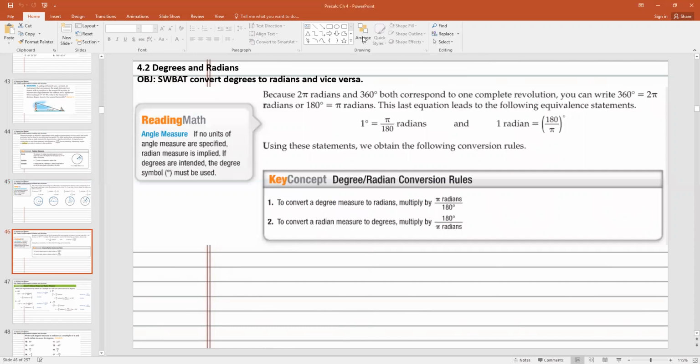So you're either going to multiply by pi over 180 degrees. So pi radians, you don't really need to put radians and degrees. Yeah, you can. It'd be nice if you do, but you don't need to. Or you're going to multiply by its reciprocal, 180 degrees over pi radians.